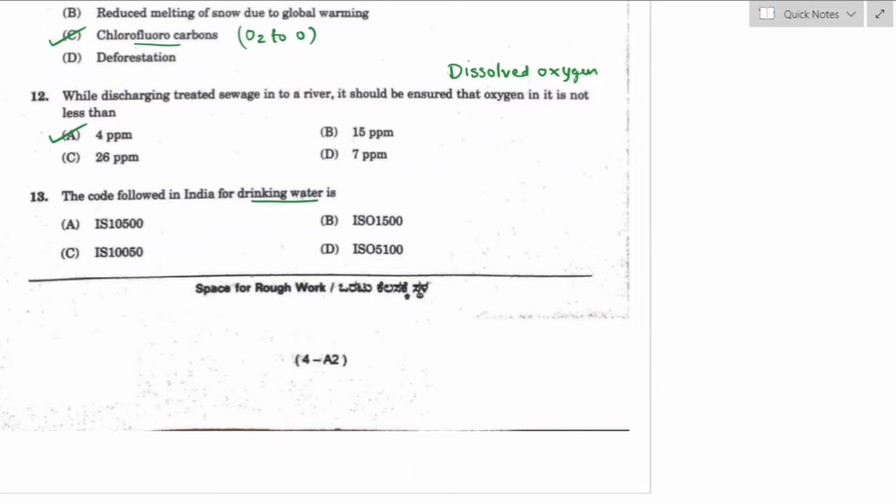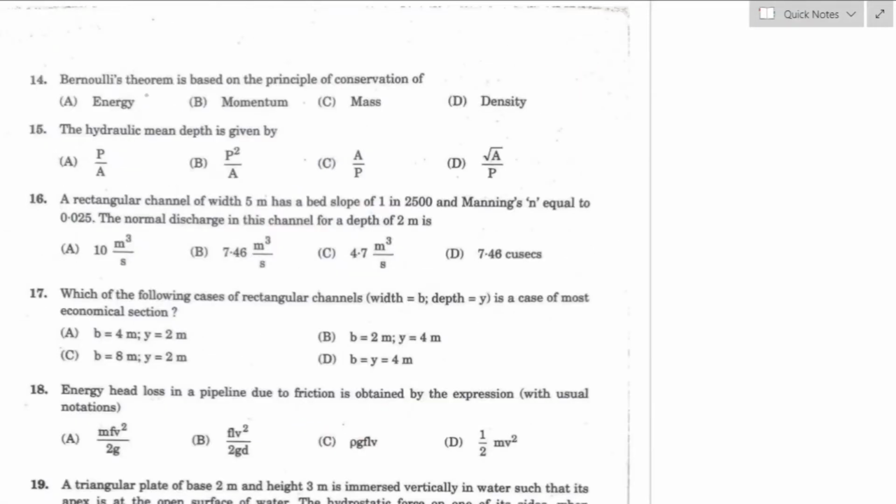Question number 13. The code followed in India for drinking water is IS 10500, which describes the specification of drinking water. Question number 14. Bernoulli's theorem is based on the principle of conservation of energy. Option A is the right answer. According to Bernoulli's theorem, in a steady ideal flow of an incompressible fluid, the total energy at any point of the fluid is constant, which is given by the equation P plus half rho V square plus rho G H equal to constant, where P is the pressure intensity, rho is the density, V is the velocity, H is the elevation, and G is the acceleration due to gravity.